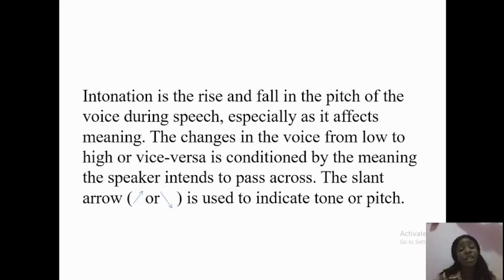Intonation affects meaning. You could say the same thing using different pitch in your voice, and you discover that what you have said would differ in meaning. For instance, if I say, come here, come here, you discover that the meaning is different. The meaning changes.